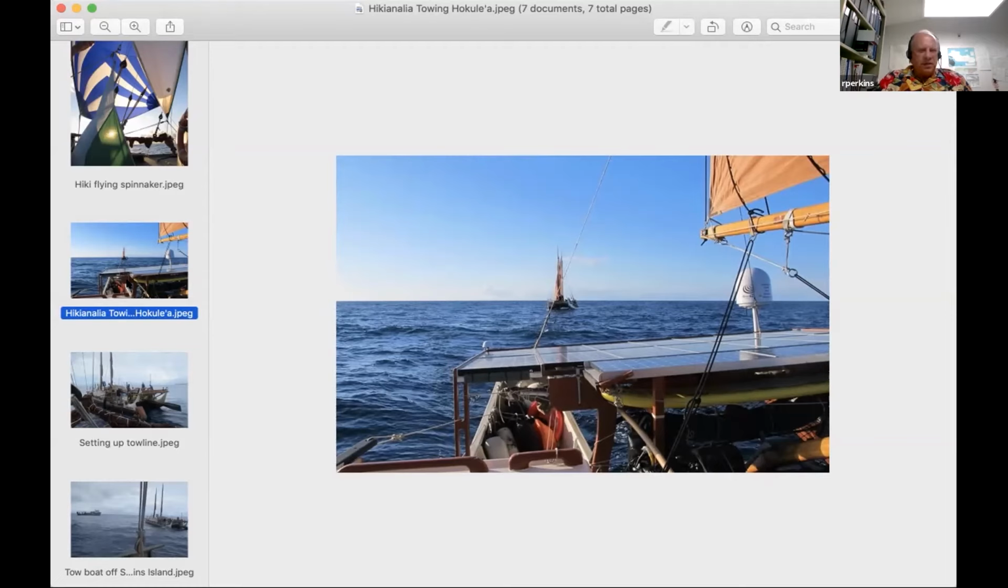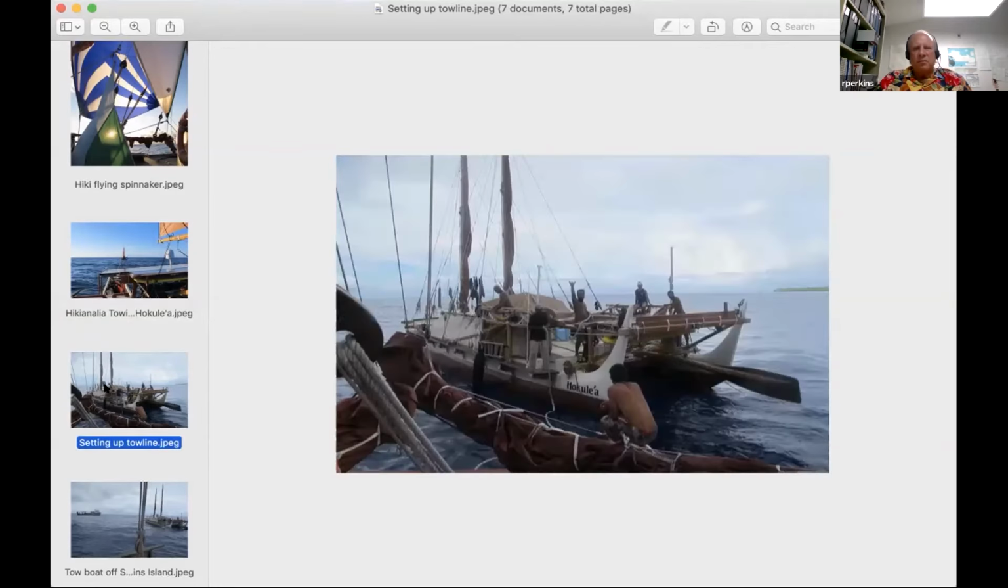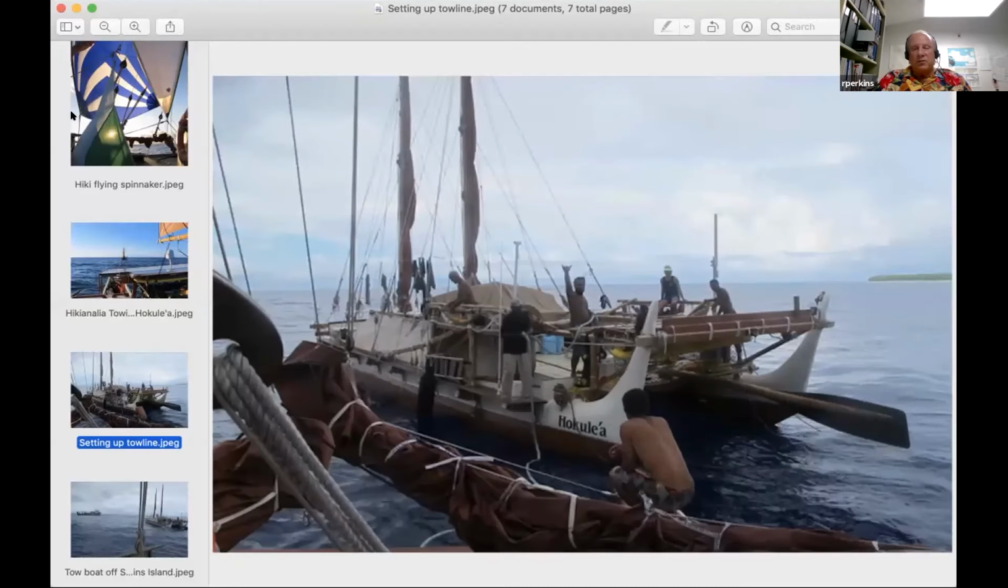So this is a picture, I don't know where this may have been, going to New Zealand. This is a picture of Hikianalia towing Hokulea. And Jen, there's a picture, I believe, of us picking up the tow. Yeah, that's it. So maybe we can start there. So we're throwing the tow line, or they're throwing the tow line to us. And this is the closest we ever want to get to Hokulea if you're on Hikianalia.